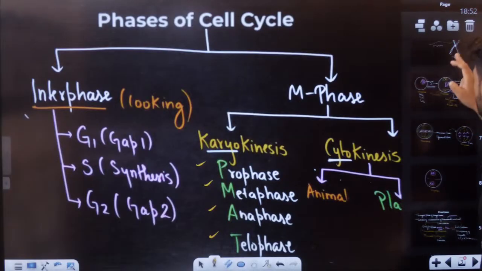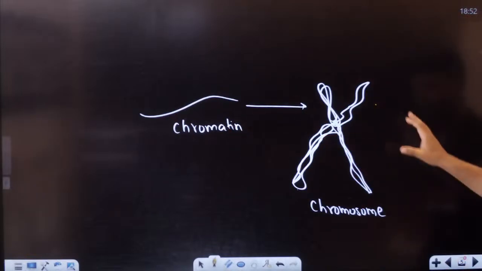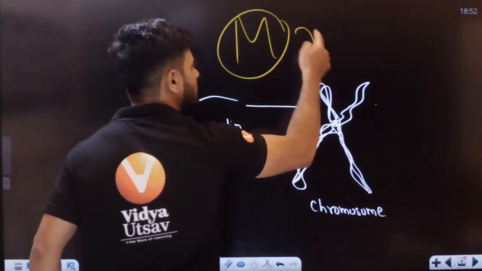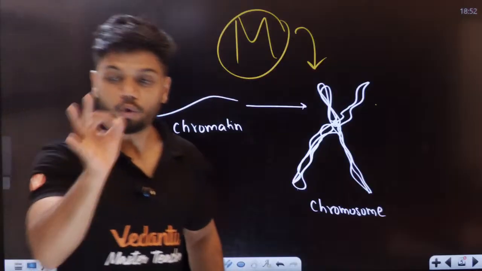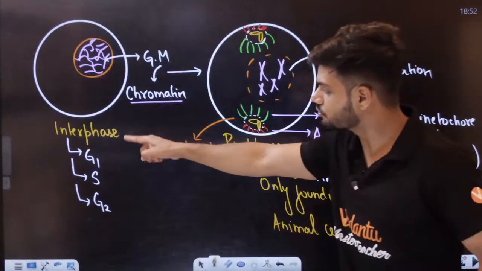Now initially, we have chromatin, it undergoes condensation to become chromosome, and it is only visible in the M phase. The chromosomes are visible only in the M phase here. Okay, now first we have the interphase right now, G1, S, G2.